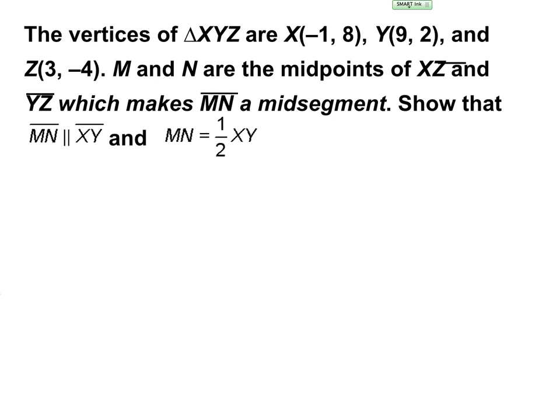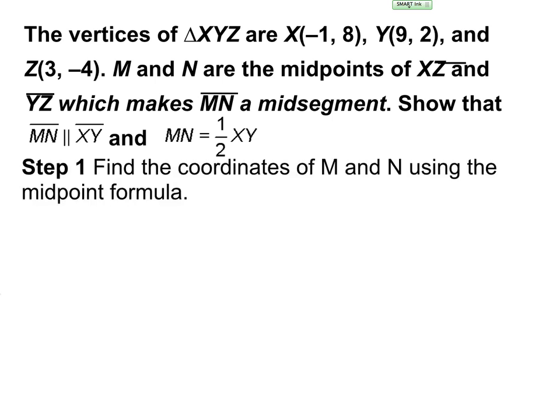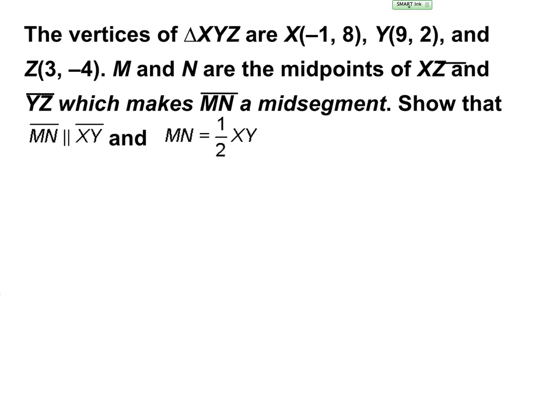X was (-1, 8). Y is (9, 2), and Z is (3, -4). Let's see if I graphed it there. Your graph paper is going to have midpoint to midpoint, the mid-segment. We're supposed to now show that MN is parallel to XY and MN is half of XY.